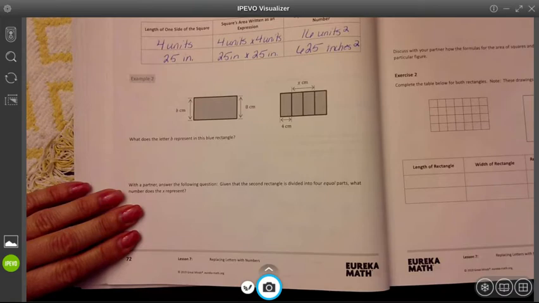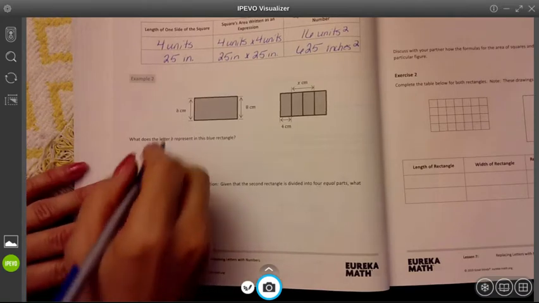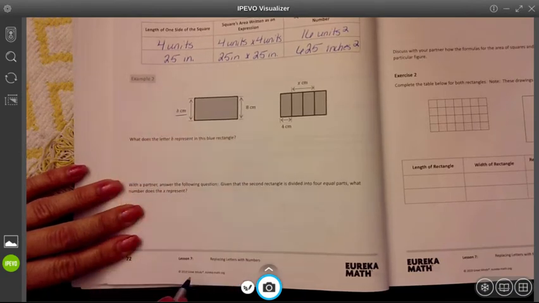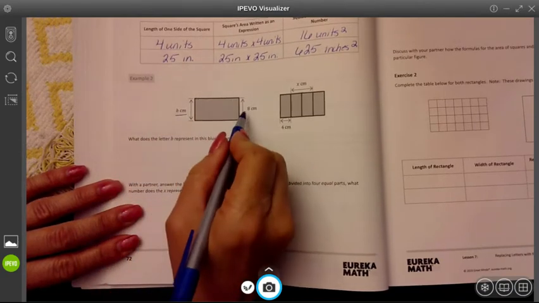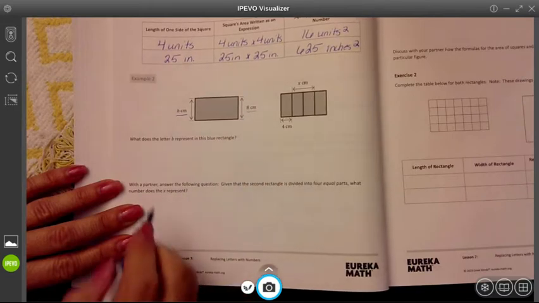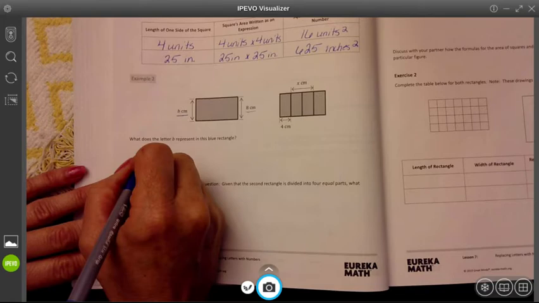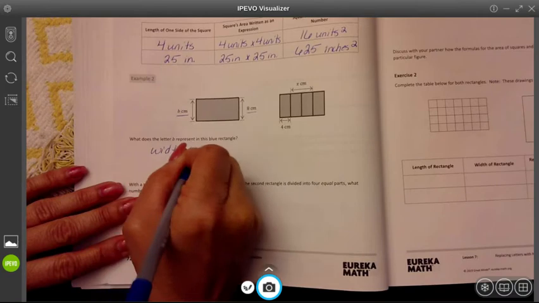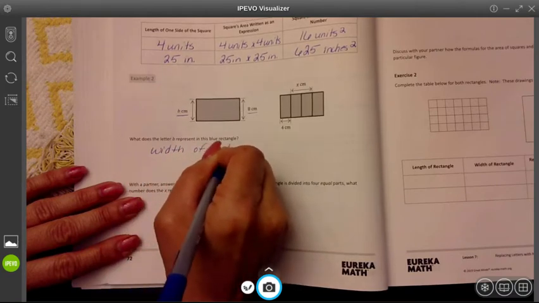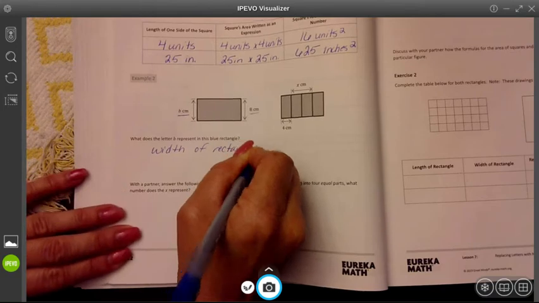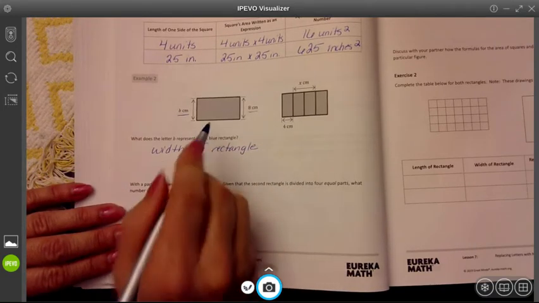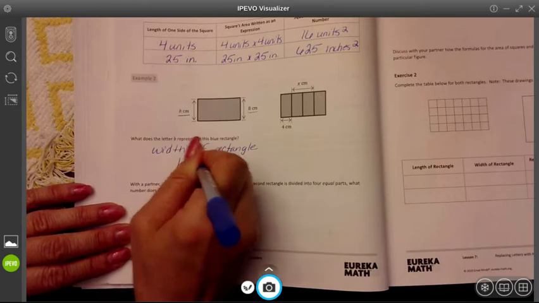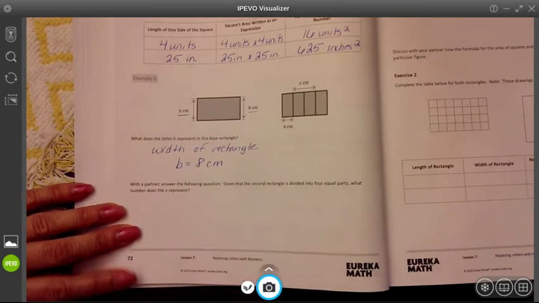It says, what does the letter B represent in this blue triangle? It's not blue in our workbook, but what does the letter B represent? We have the letter B here, and you should be able to see that it is equal to 8 centimeters. So the letter B represents the width of the rectangle, and B equals 8 centimeters.